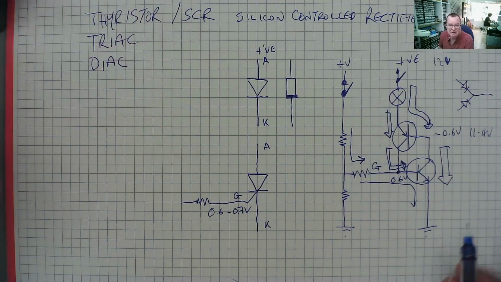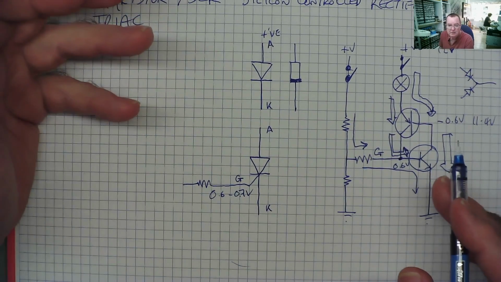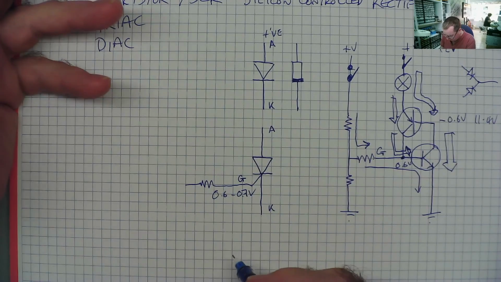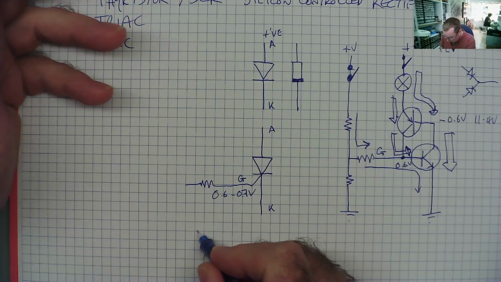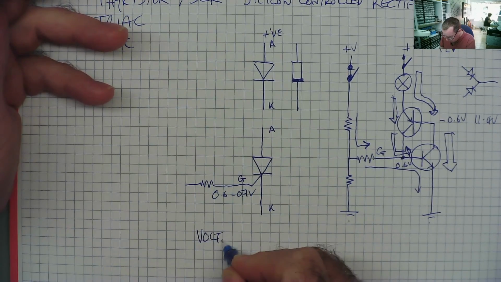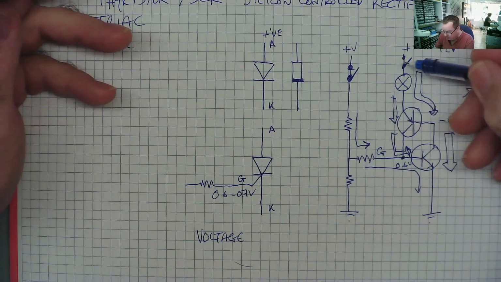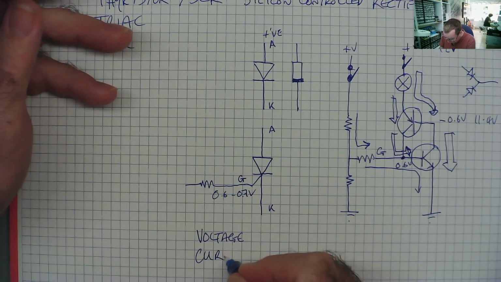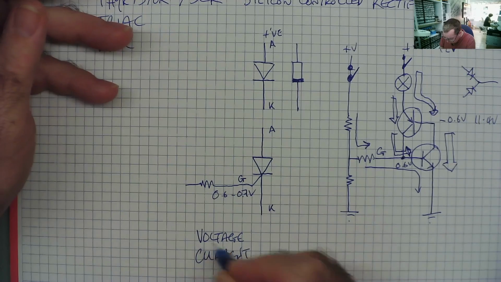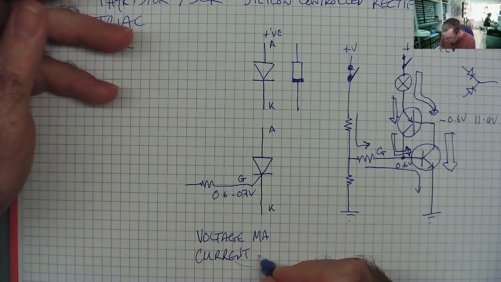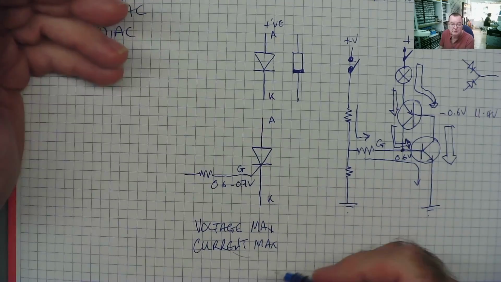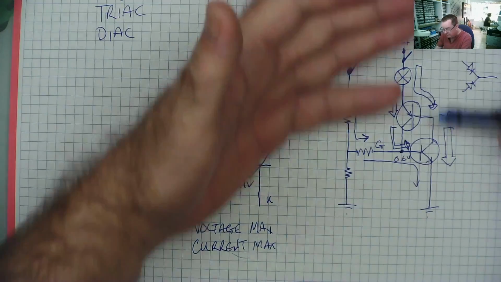So a thyristor has some important specifications if you look at the data sheet, and they are the most important ones. The maximum voltage, how big a voltage can we put across here? Yeah. The maximum current. How much current can flow through here?